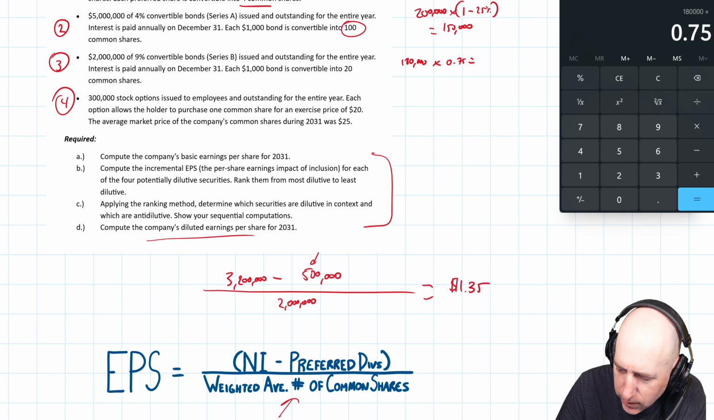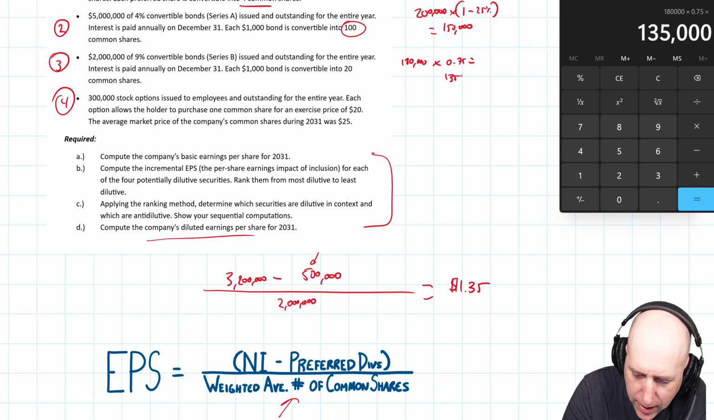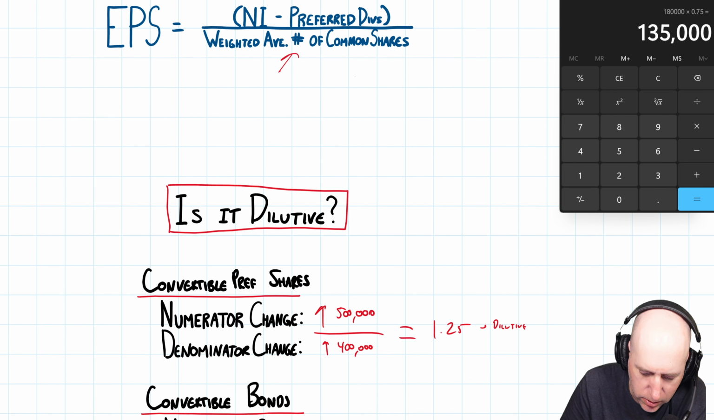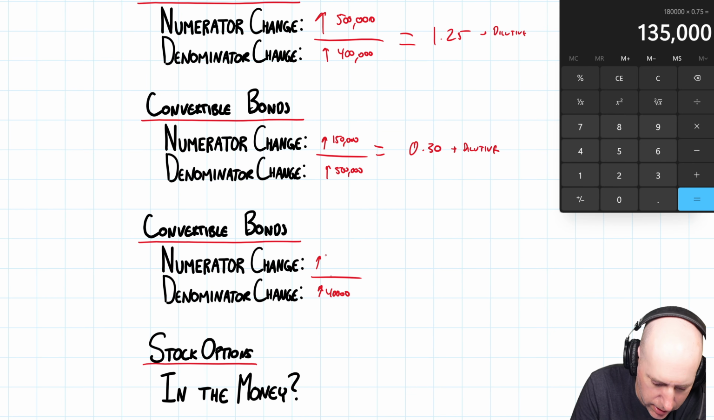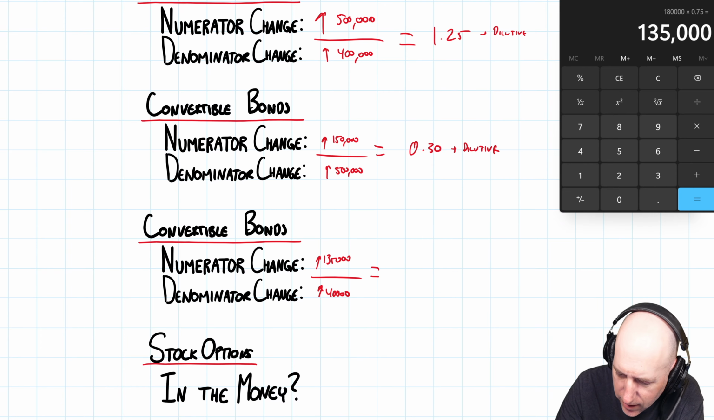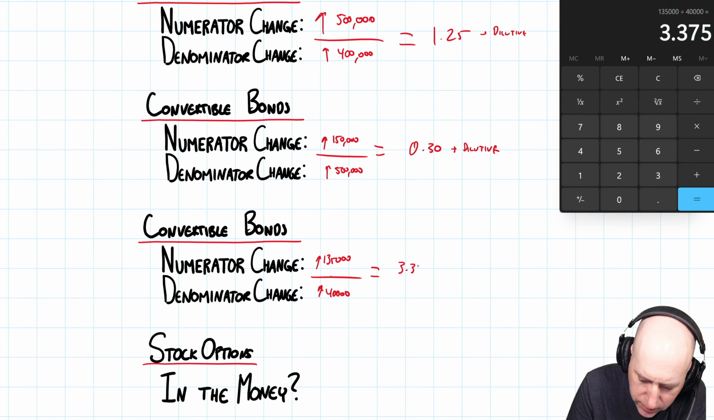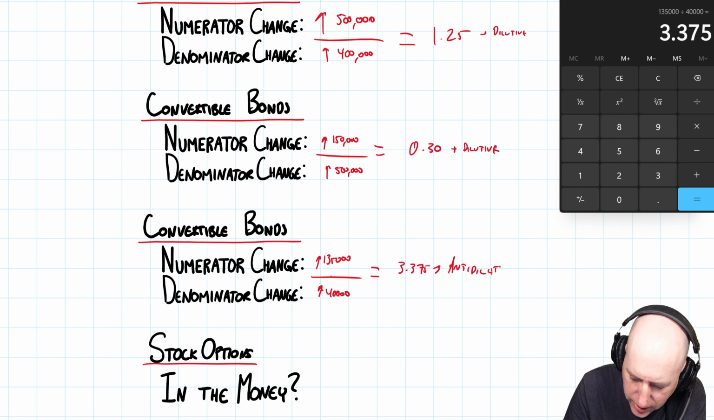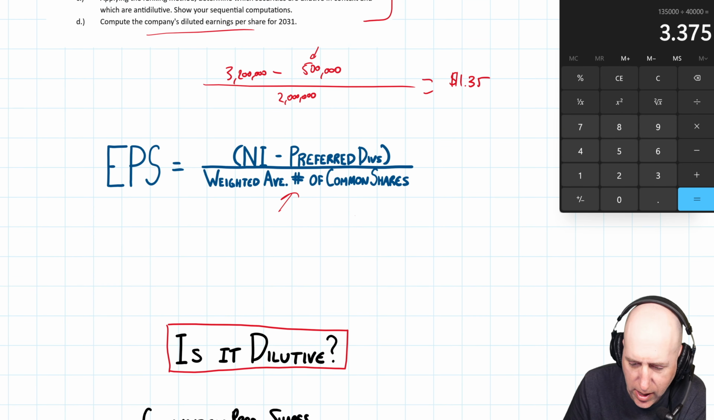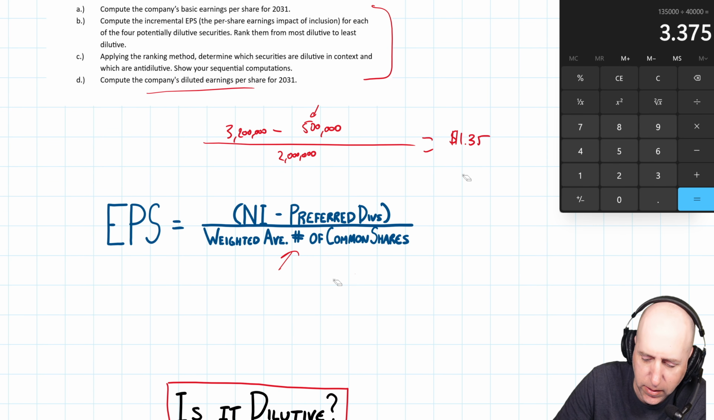180 times 0.75, 135,000. That's what our numerator will increase by. We have a significant savings here. 135 divided by 40,000, 3.375. This is anti-dilutive. So it means we're not going to use it in our calculations. And why is it anti-dilutive? It's above the basic earnings per share.